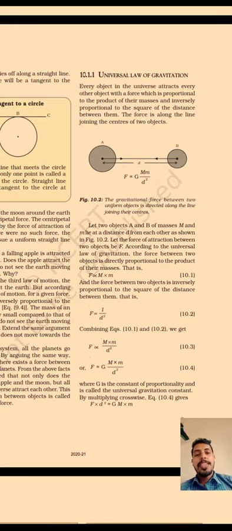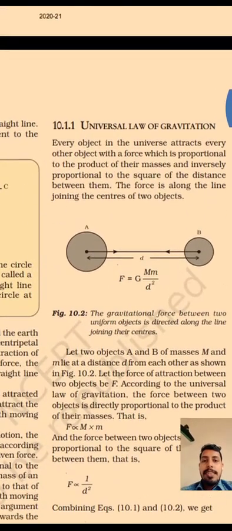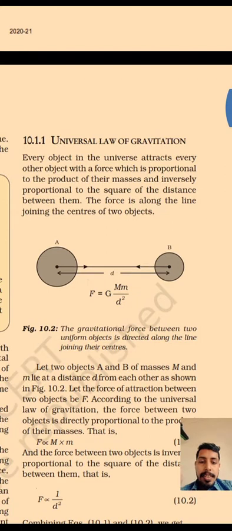Universal law of gravitation. Here, first itself, they give the definition of the universal law of gravitation. Every object in the universe attracts every other object with a force which is proportional to the product of their masses and inversely proportional to the square of the distance between them. Okay, that's the definition. The force is along the line joining the centers of two objects.